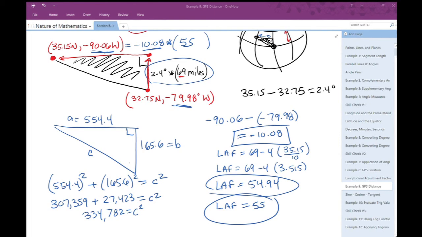Good. So that gives us that C is approximately 578.6 miles.